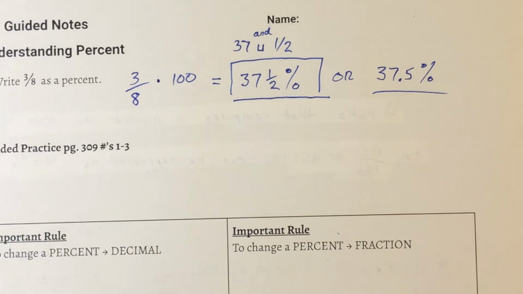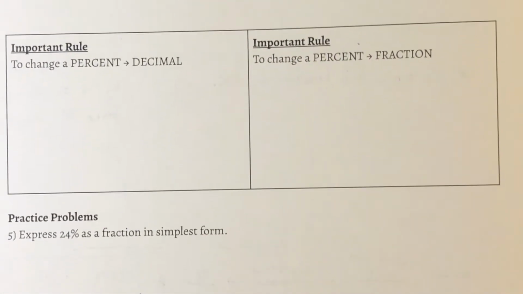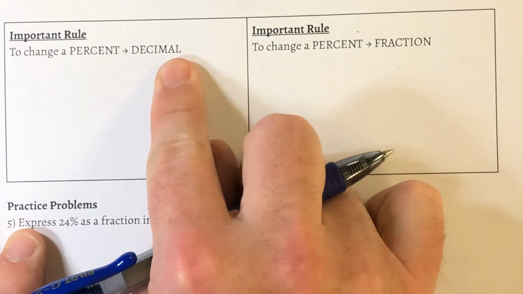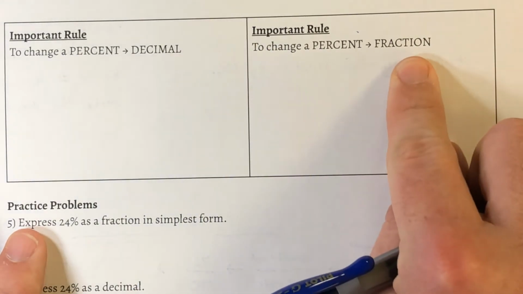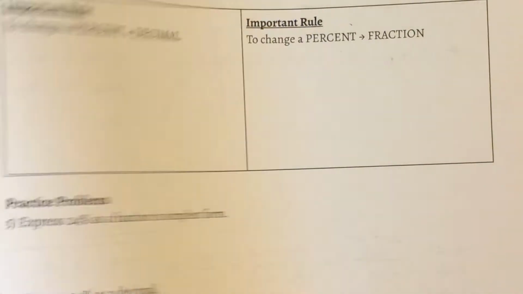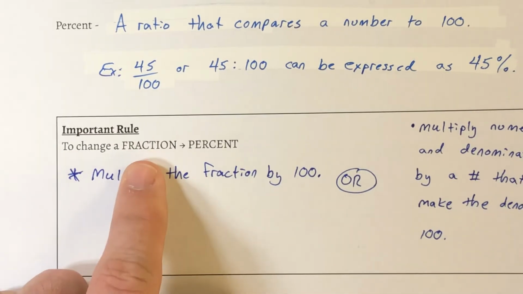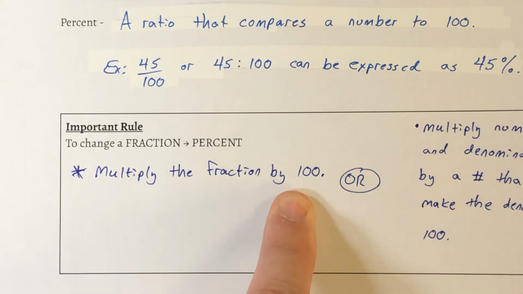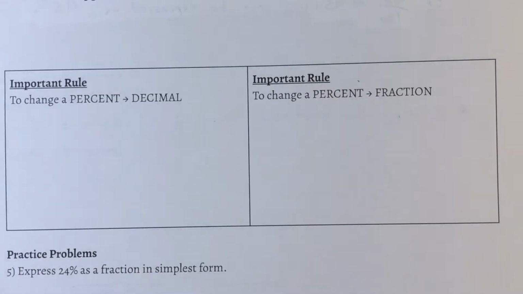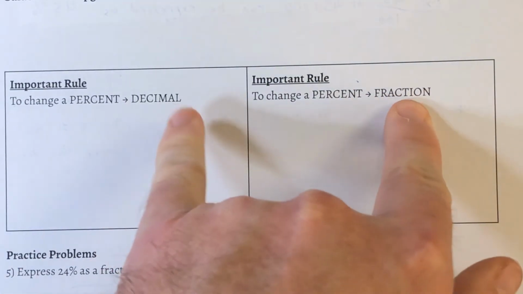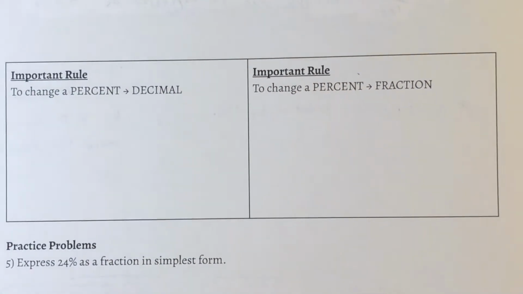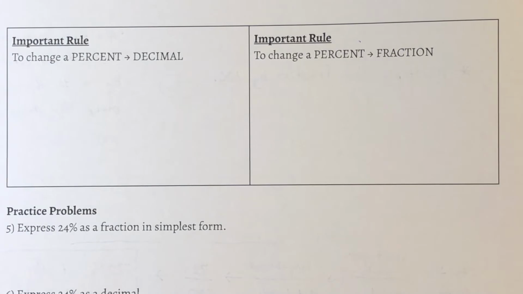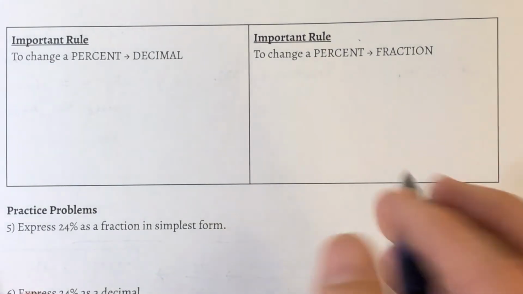All right, we have two more very important rules to go over. Conversion rules. How to change a percent to a decimal and a percent to a fraction. So you'll remember on the previous slide, we were changing our number to a percent, and that was multiplying by 100. Now we're changing the percentages to fractions or decimals. So in other words, we're going in the opposite direction. The opposite of multiply is divide. And you'll see that in these rules.